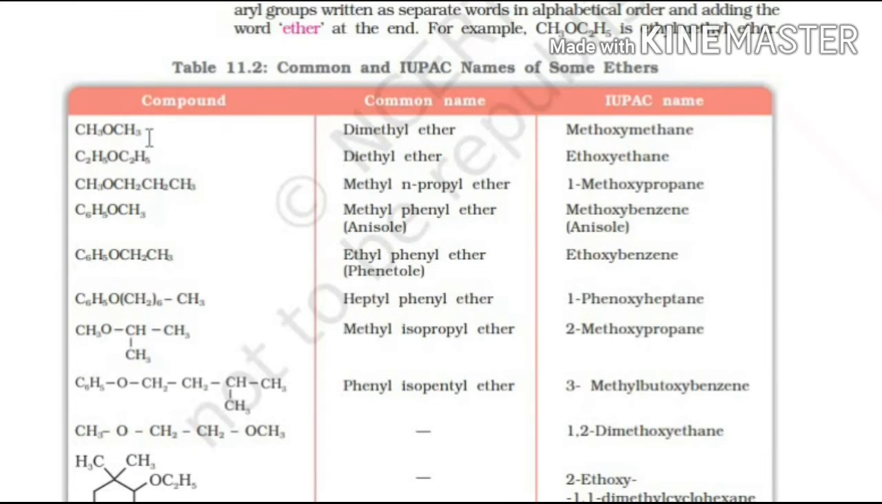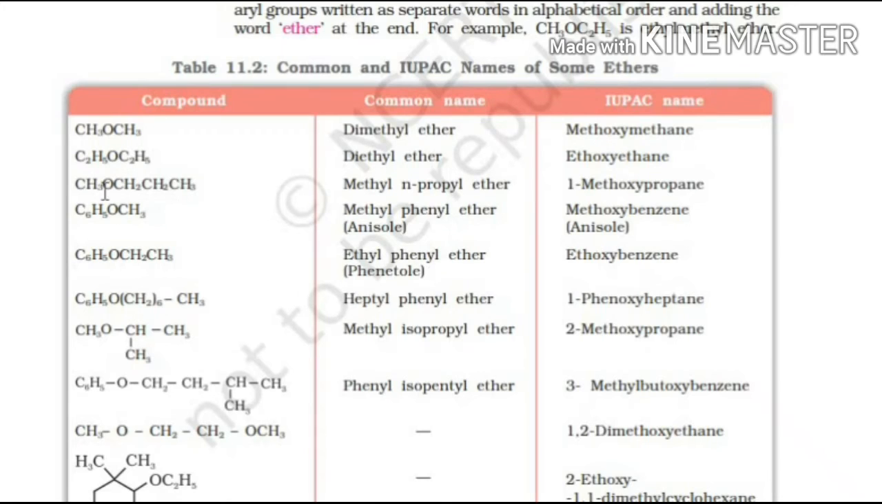So ethers are represented by ROR, right? Common names and IUPAC names are given here. There are 2 methyl groups, so this is known as dimethyl, and for O we write ether, so this is dimethyl ether, right? First we will discuss the common name. Now here is ethyl and here is ethyl, so there are 2 ethyl groups, so diethyl, di means 2, so this is diethyl ether.